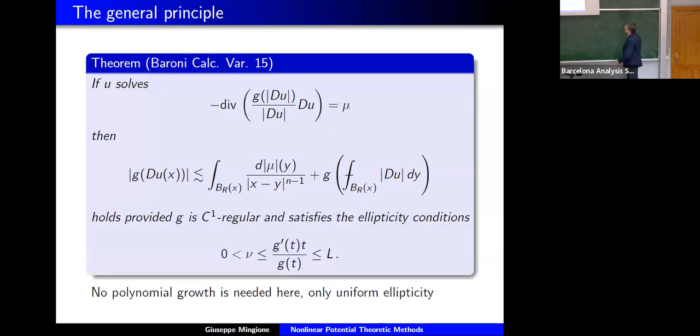Actually, it's a general phenomenon because if you consider any general non-uniformly elliptic operator, this is a paper of Baroni. So anything under the sign of divergence, you take this kind of operator, which is uniformly elliptic under this assumption, it's a classical object considered in the literature, then you can estimate what is under the sign of divergence with the Riesz potential according to this principle. Okay. And this is an example of how nonlinear potentials can help you in regularity.